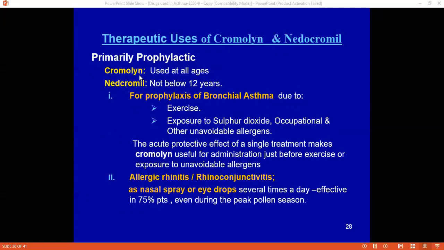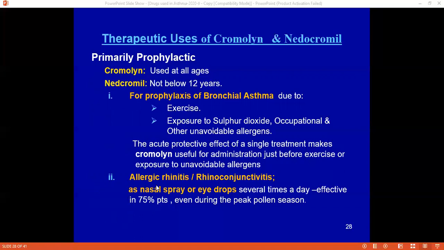For primary prophylaxis, we use cromolyn at all ages, and nedocromil only not below 12 years. After 12 years of age we can use it. It is used for prophylaxis of bronchial asthma due to exercise, exposure to sulfur dioxide, and occupational and other unavoidable allergens. They decrease exercise-induced bronchial asthma, and bronchoconstriction after exposure to sulfur oxide or other occupational and unavoidable allergens. The acute protective effect of a single treatment makes cromolyn useful for administration just before exercise or exposure to unavoidable allergens. Before starting exercise, you can use an inhaler of this, and similarly, before going to a place where you know the allergen is present, you can avoid its effect by inhaling this drug beforehand.